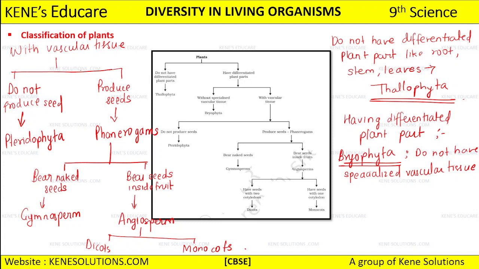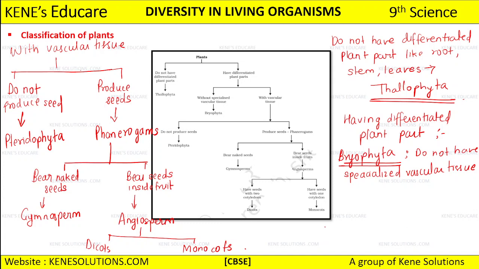Plants which are not producing seeds, and phanerogams, the plants which are producing seeds. Some phanerogams have naked seeds; their seeds are outside only, not enclosed within the fruit. And some have seeds enclosed within the fruit. If the plants are bearing naked seeds, then that all comes under gymnosperm.